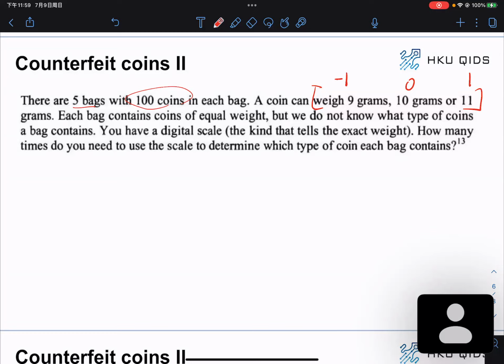What we can do is that we start from 1 bag. Let's assume there is only 1 bag. Then we just need to take 1 coin out. If it's 9 grams, then it's going to be 9 grams because all coins are equal weighted. How about 2 bags?